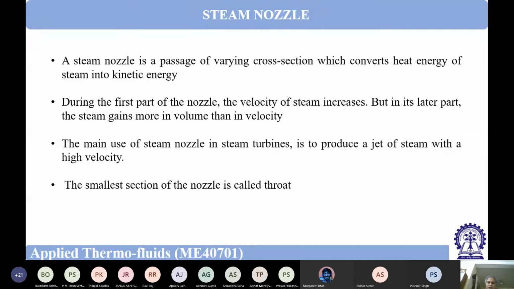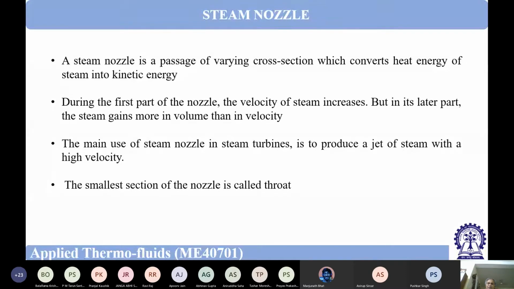That we will see later on. The main use of a steam nozzle in a steam turbine is to produce a jet of steam with high velocity. The smallest section of the nozzle is called the throat. So this throat, the smallest section of the nozzle, can be at the end of the nozzle and can also be at the middle of the nozzle. So basically there are two types of nozzle. One is the convergent nozzle, and then the throat will be at the end of the nozzle.